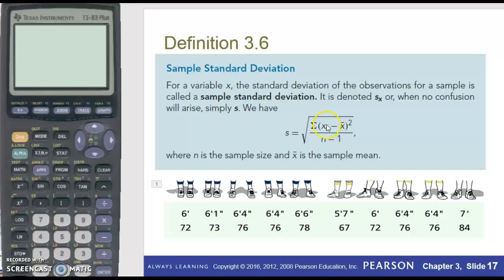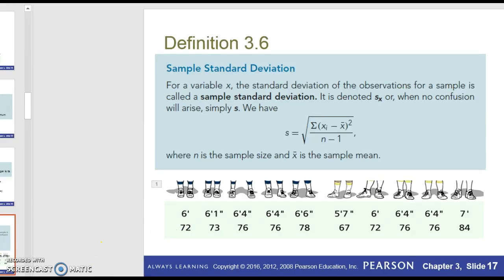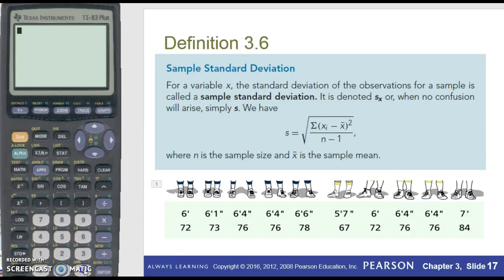What this means here in the parentheses is that we're going to take each data point, like the 72, and we're going to subtract the average, and then we're going to square that. So, for example, if I take 72 minus 75, 72 minus 75 is negative 3.